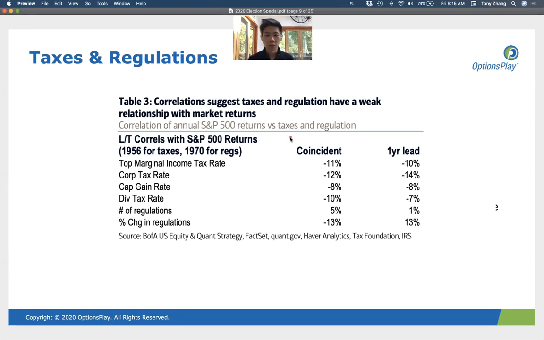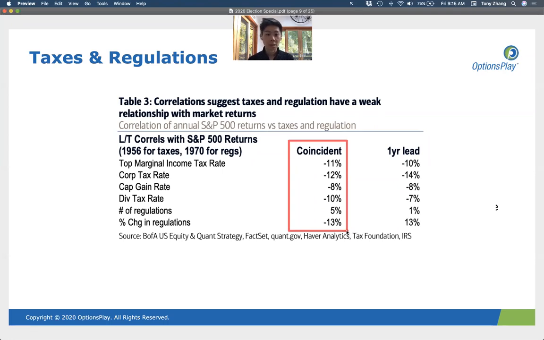And what you see here is that the correlation coefficient is actually extremely low. We're talking about in the single digits many times, or low teens. So we're talking about very, very low correlations between higher taxes and regulations with S&P returns. So this is the one thing that I want to remind investors, that yes, we have this view, and I think many investors have this view, that higher taxes are bad for the economy, lower taxes are good.